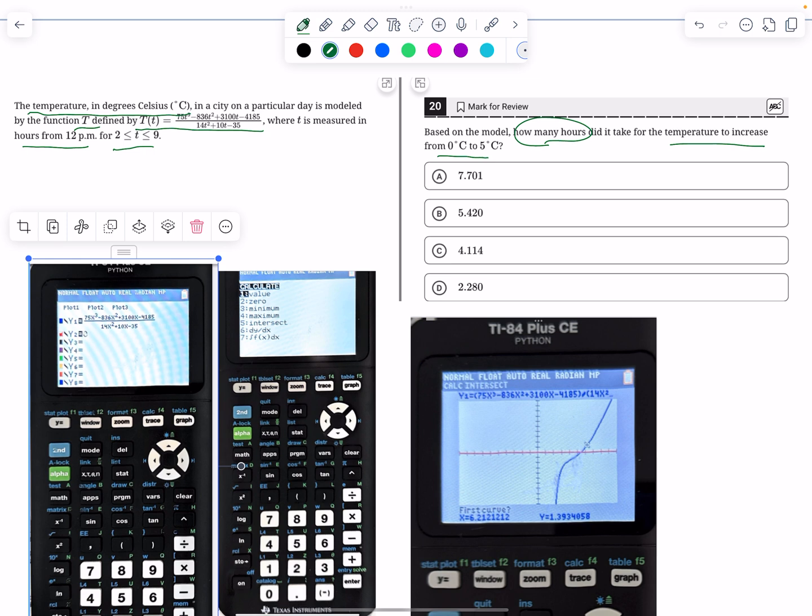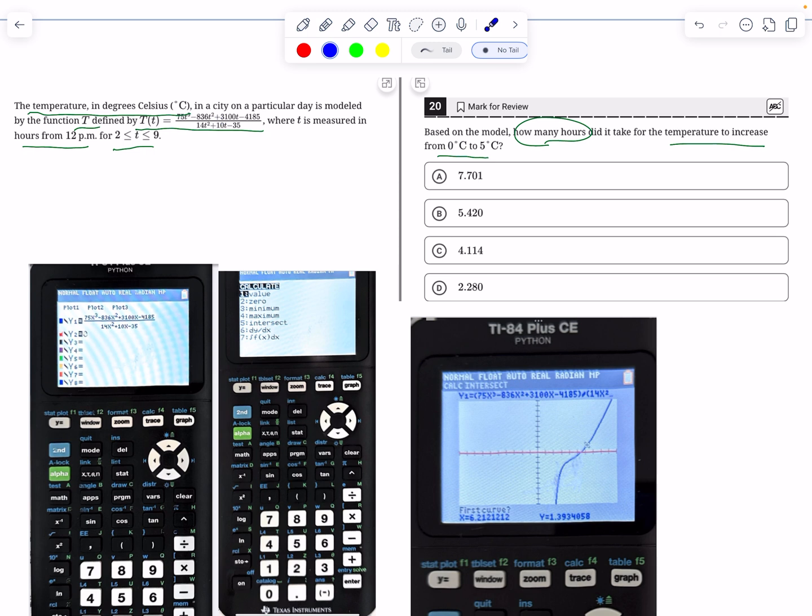some screenshots here. So let's look at the first screenshot here. What you do first is you press Y=, and then I pressed alpha Y, and on the first choice I'm able to write the fraction. So I put in the fraction exactly as you see it in the original problem, and notice that on Y2 I put 0 because we want it from 0 degrees Celsius. I want to know when these two intersect.